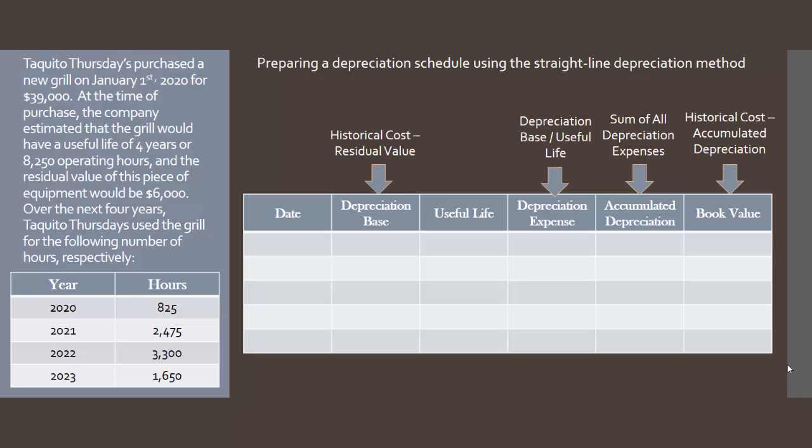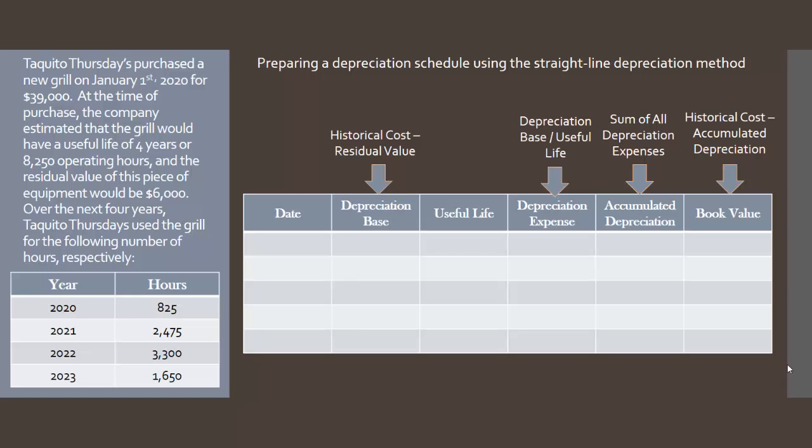Over the next 4 years, Taquito Thursdays used the grill for the following amount of hours, which are listed in the table over there. We're going to fill in some depreciation tables to figure out what our depreciation expense for each year of this asset's life was. And we're going to start using the straight line depreciation method.